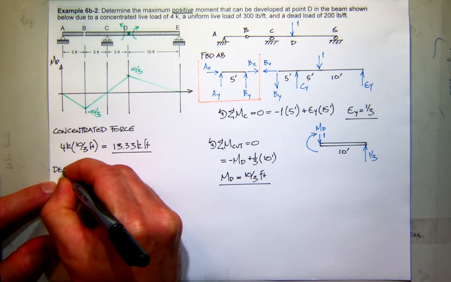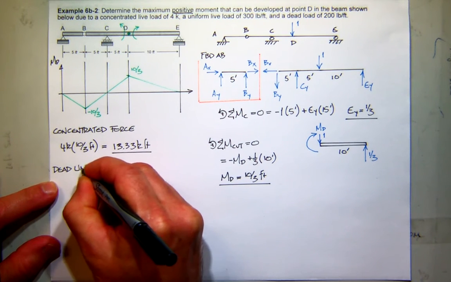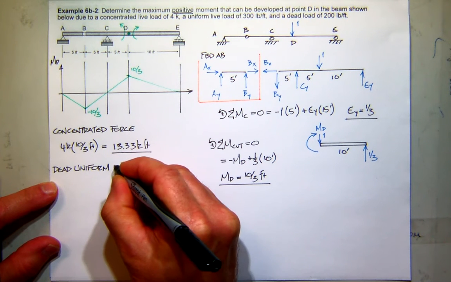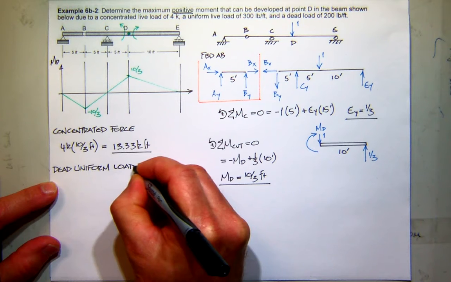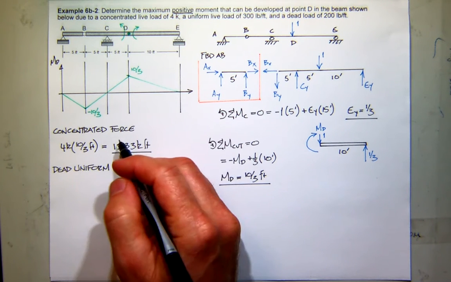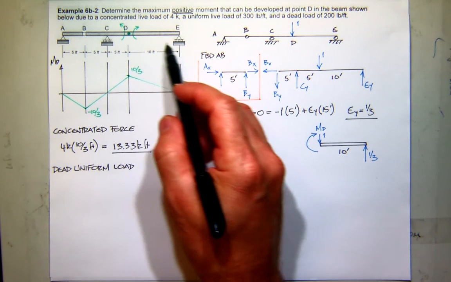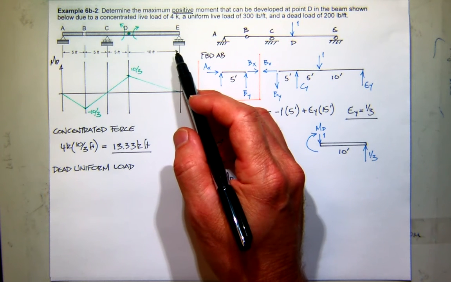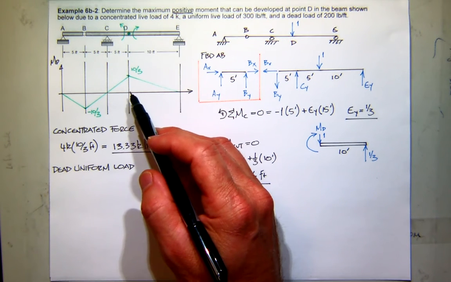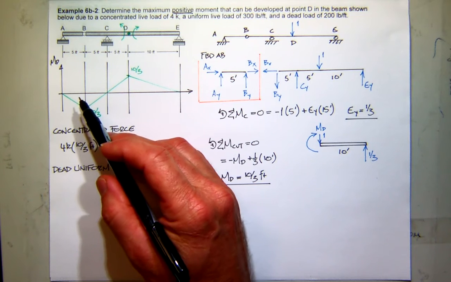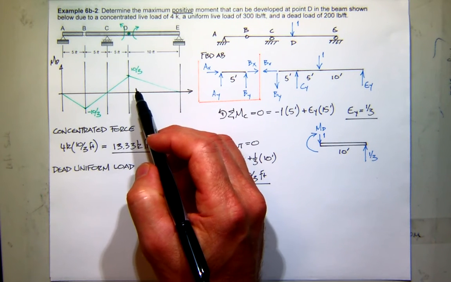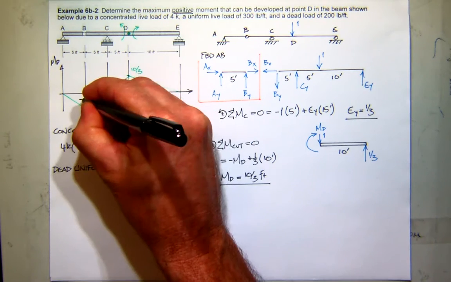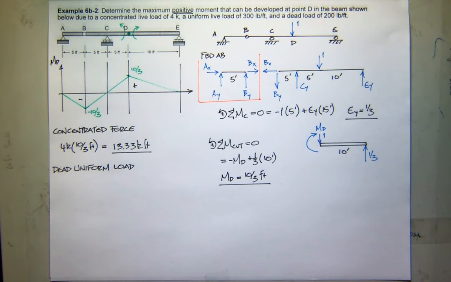Now we've done this one before. What about the dead load? The dead uniform load. Well, dead loads don't move around. They're fixed. So we're going to assume that the dead load is applied throughout the entire structure. So how do we handle a uniform distributed load with our influence line? We have to take what? The area under the curve. There's going to be some positive area, and there's going to be some negative area. We have to add it all up.